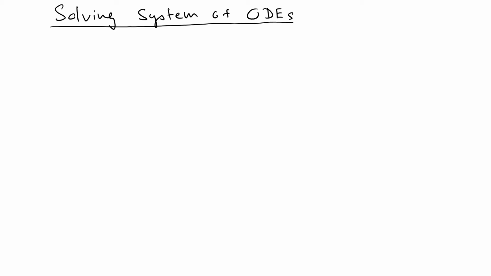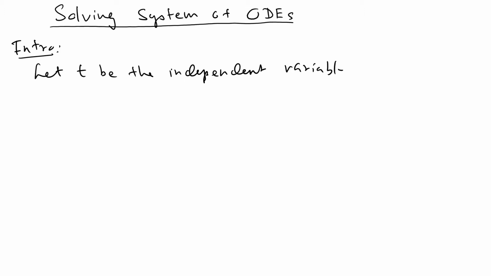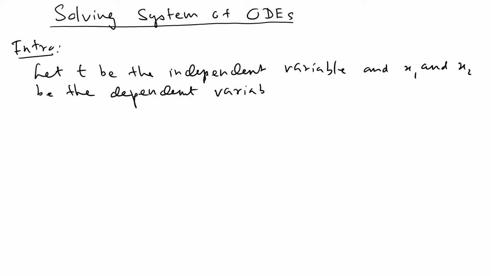In this video, we are going to learn about systems of ODEs and how to solve them. So let's start with the introduction. Let t be the independent variable, and let x1 and x2 be the dependent variables. There can be more than two dependent variables, but for the introduction, let's assume just two. So we have t as the independent variable, and x1 and x2 as the dependent variables.